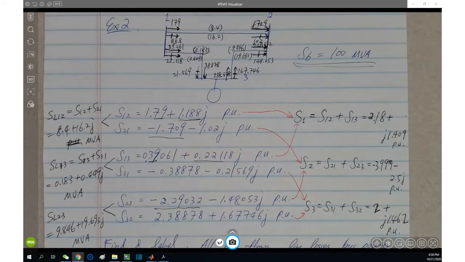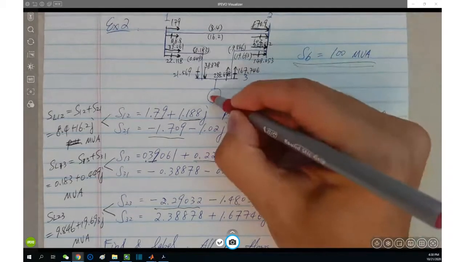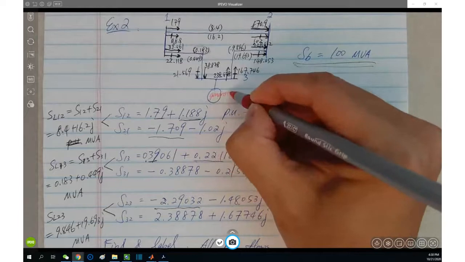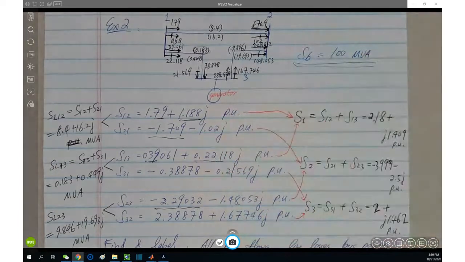So the circle is denoting a source. Is that correct? Correct. This is a generator. It just seems weird that node 1 appears to be supplying power to the generator, or is that? Hold on.